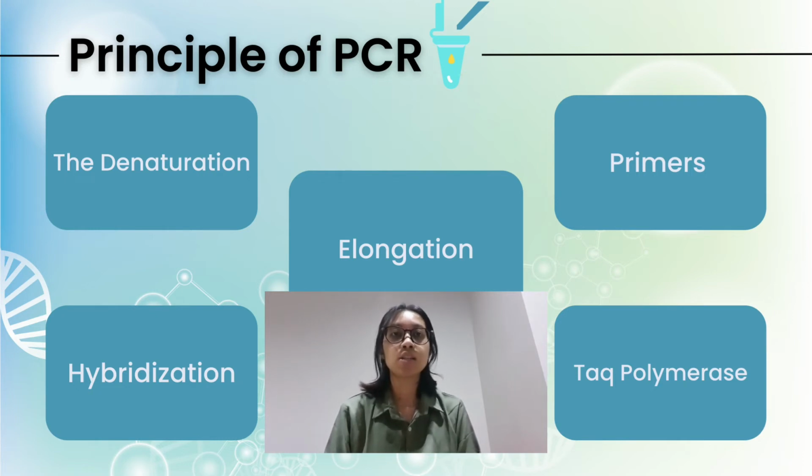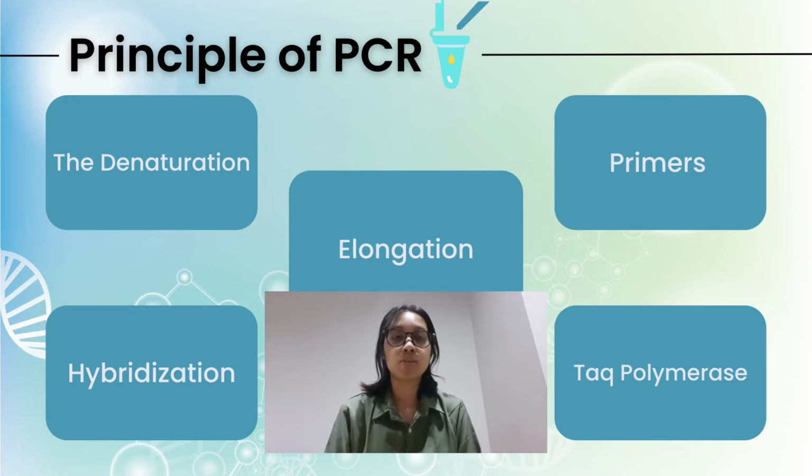Next in this section is the denaturation. Denaturation is the separation of 2 DNA strands which can be obtained by increasing the temperature. At this temperature, the template DNA that serves as the matrix during replication will be denatured and the double-stranded DNA will be denatured to single-stranded DNA.